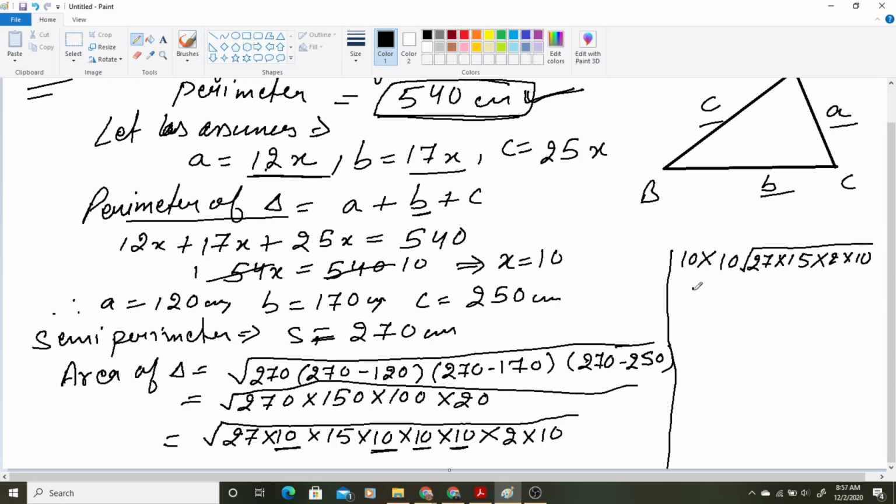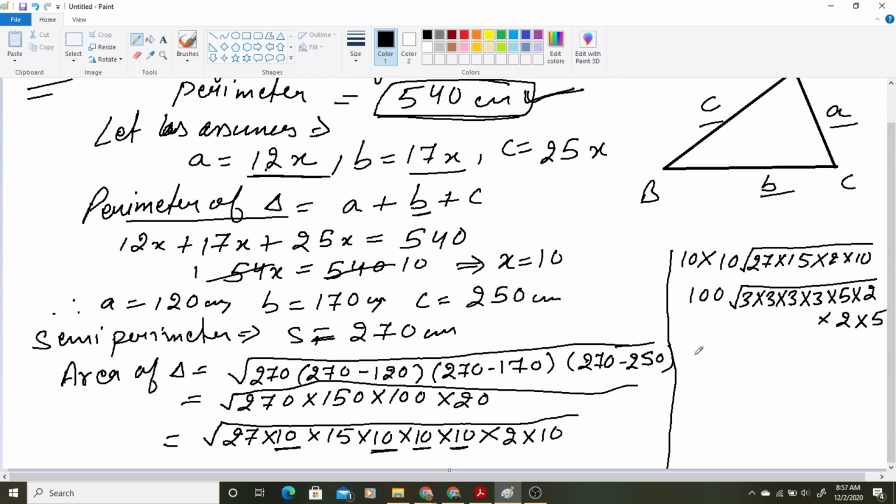So 10 into 10 will be 100, then under root. For 27 you will write 3 into 3 into 3. Then for 15 you will write 3 into 5. The 2 you will write the same. Then for this 10 you will write 2 into 5.